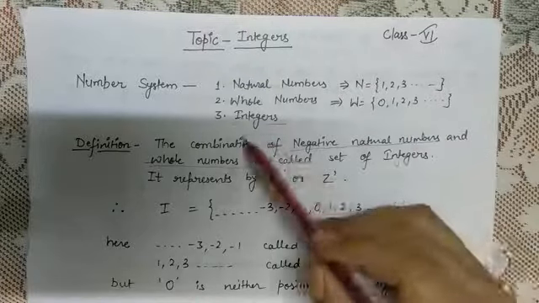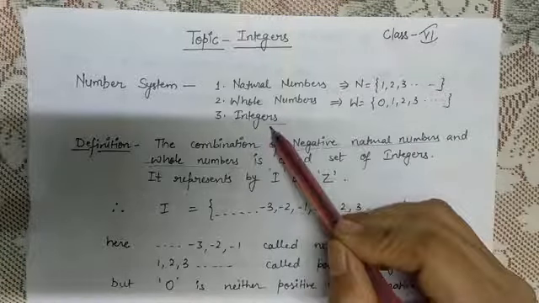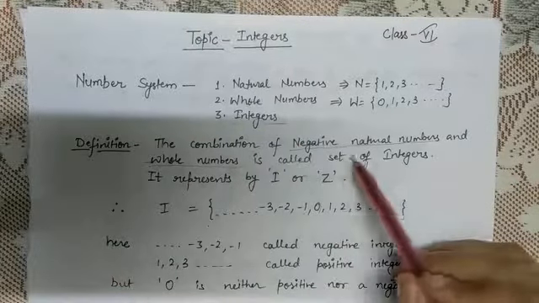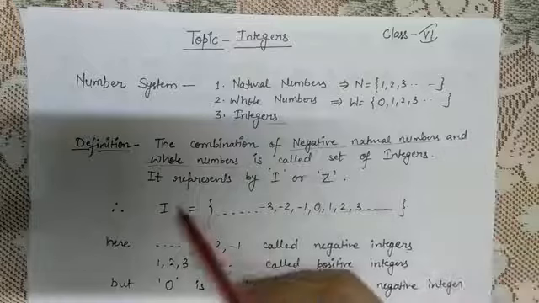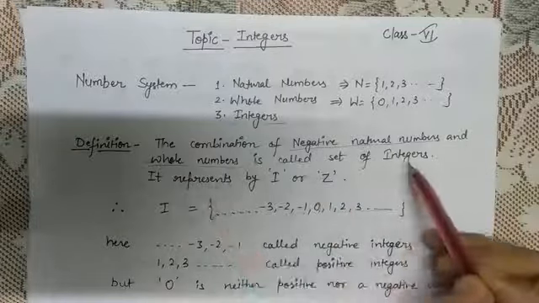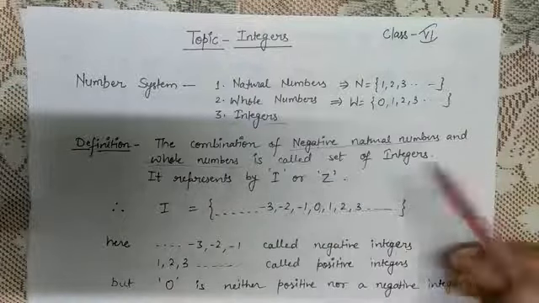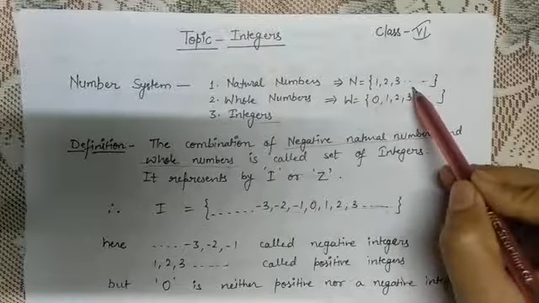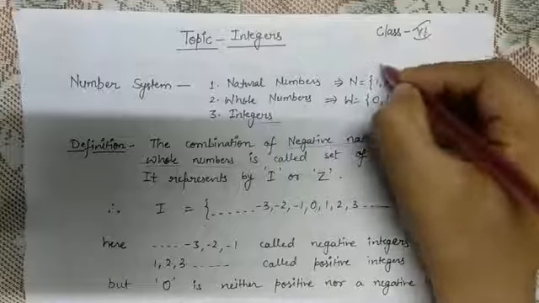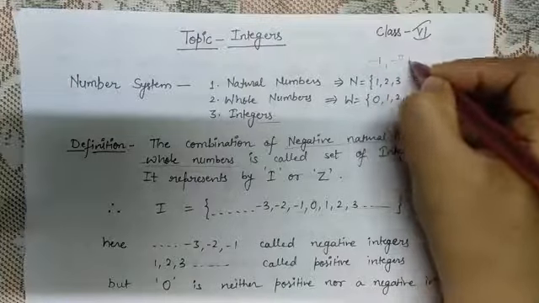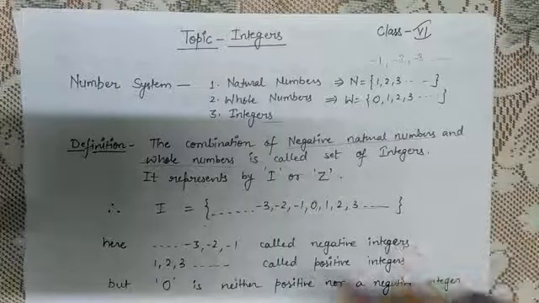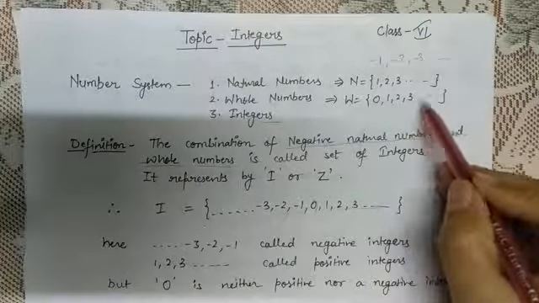Now coming to the point, what are integers? So what is the definition of an integer? The combination of negative natural numbers and the whole numbers is called the set of integers. What do you mean by negative natural numbers? These are the natural numbers. If we put a minus sign, they become -1, -2, -3. They all are negative natural numbers. And the whole numbers, as we know, are 0, 1, 2, 3 and so on.